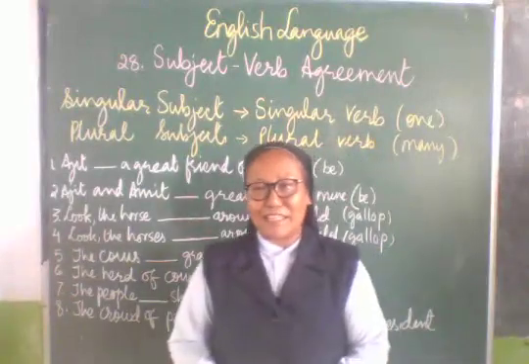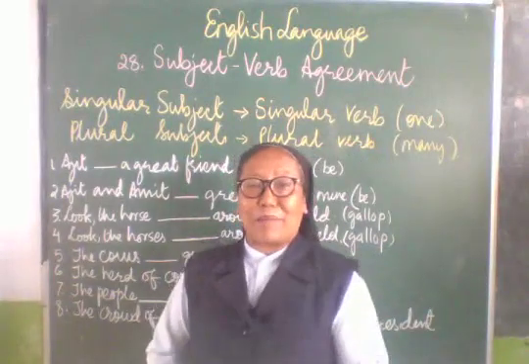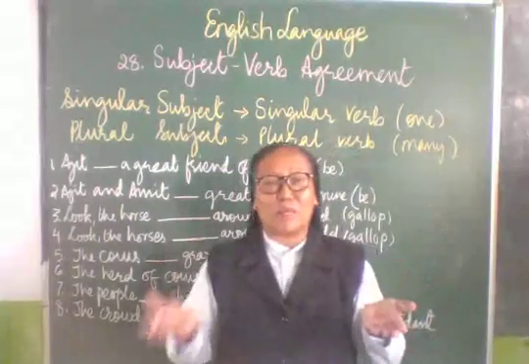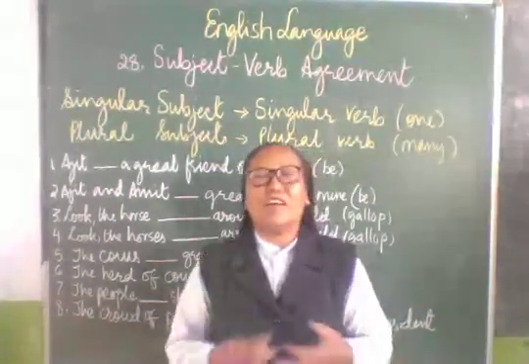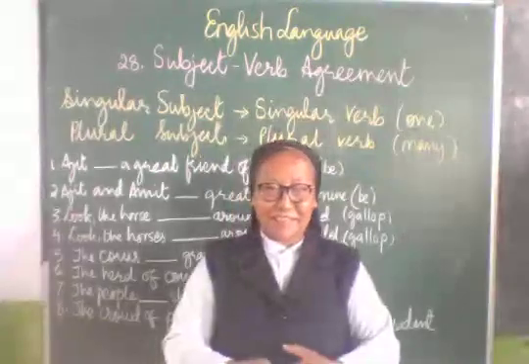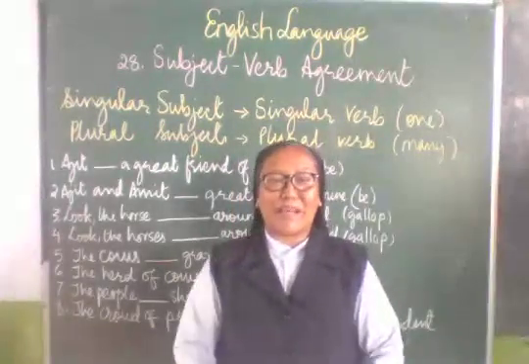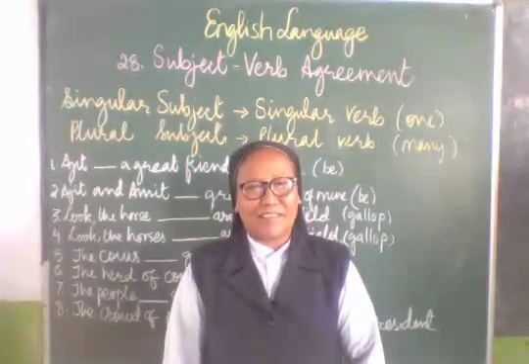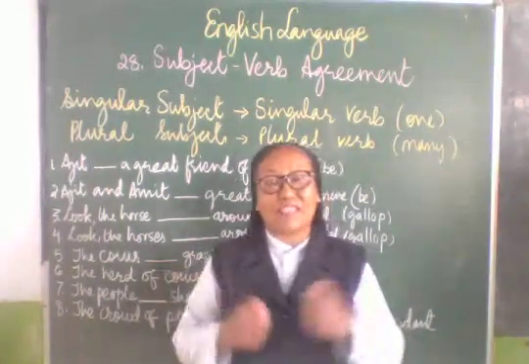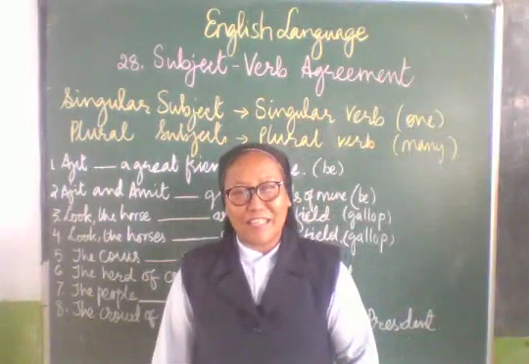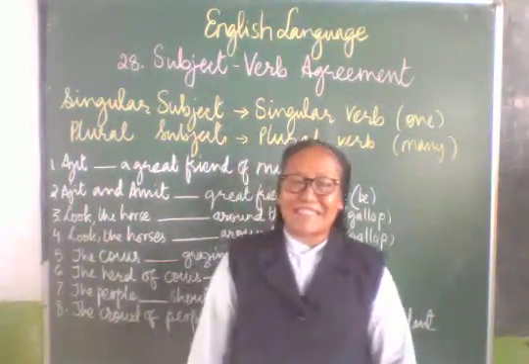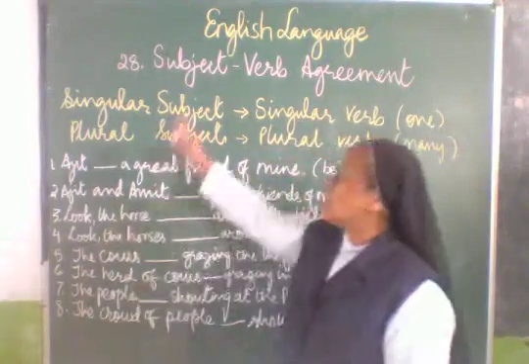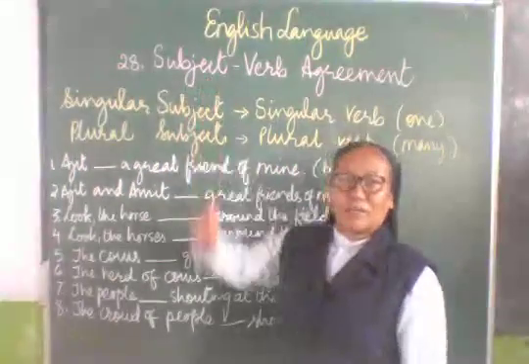And here in this chapter, we need to make the subject and verb agree with each other. We have to make them get along with one another. We have to match them. So this is what we are going to see in this chapter, chapter 28, subject-verb agreement.